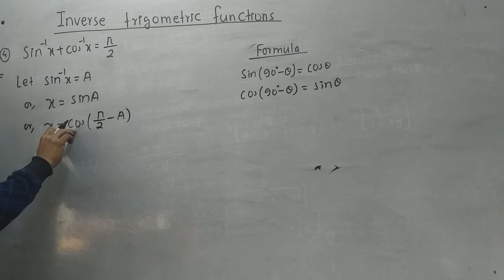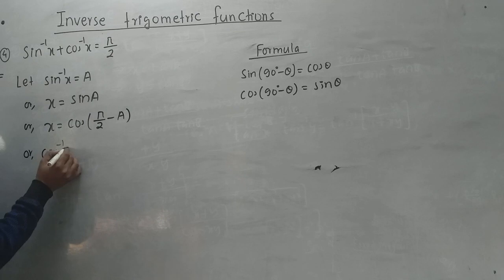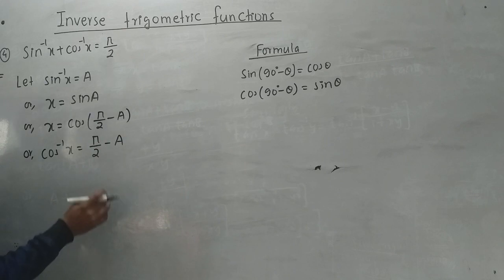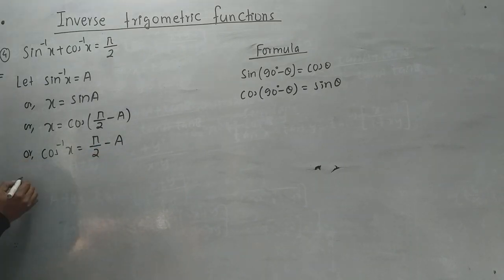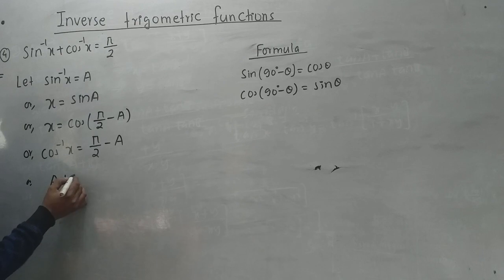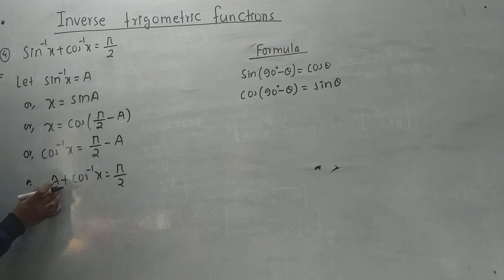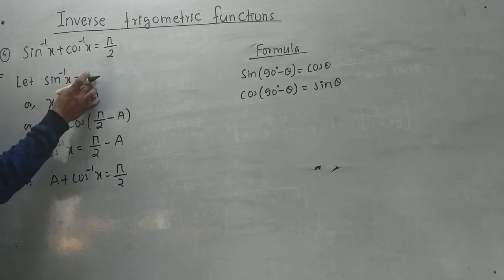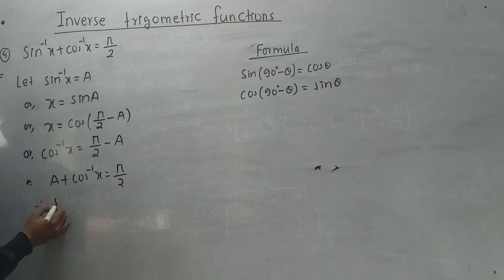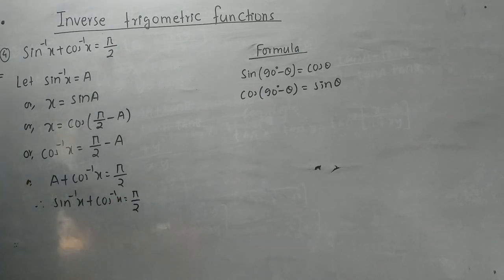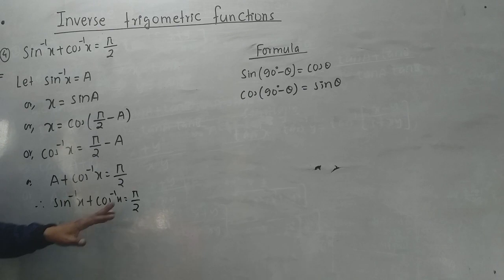You take this cos to the left hand side, so you can write cos inverse x equals pi by 2 minus A. Minus A you can take to the left hand side, so you write A plus cos inverse x equals pi by 2. Now what is the original replacement for this angle A? That is sin inverse x. So sin inverse x plus cos inverse x is equal to pi by 2.